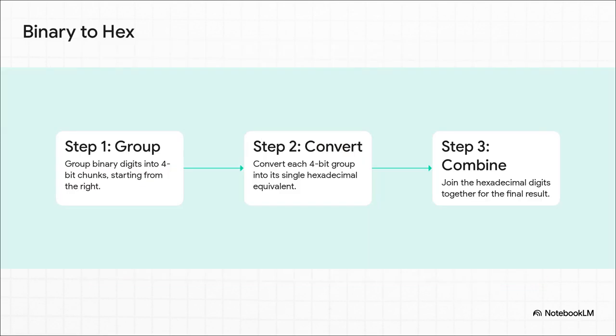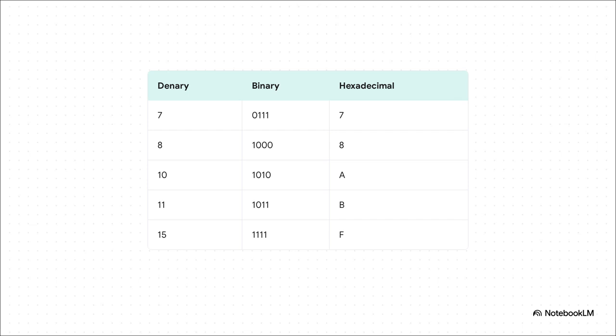Because of that neat trick, converting from binary to hex is super simple. It's just a 3-step process. You chop your binary into those 4-bit nibbles, you convert each little chunk on its own, and then you just stick the results together. It's less like math and more like using a secret decoder ring. And this table right here, this is our Rosetta Stone. This is the decoder ring. It shows you how every single possible 4-bit combination, from 4 zeros to 4 ones, maps directly to one hex character, from 0 to F. This is the key to the whole shortcut.